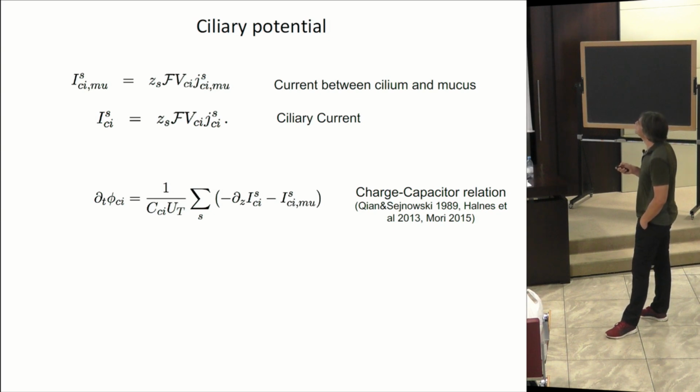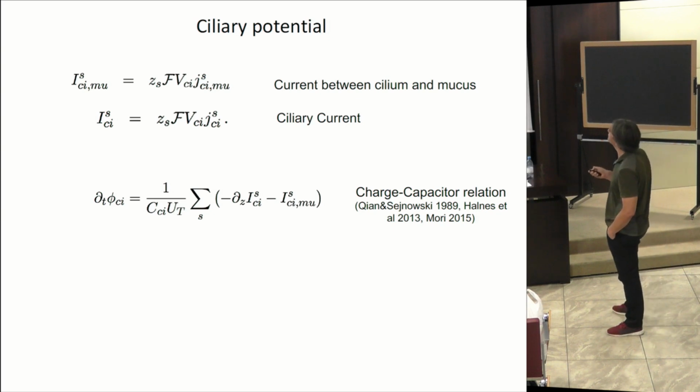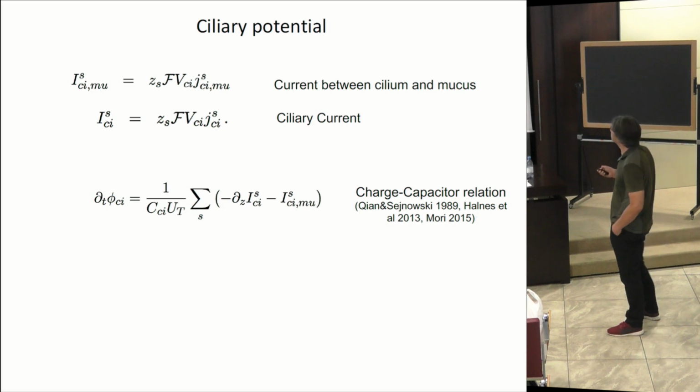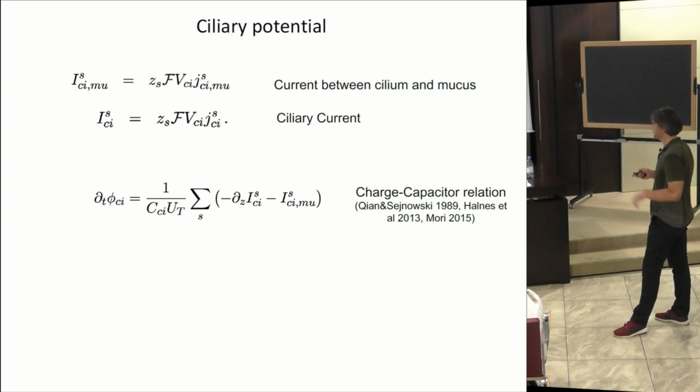Here you can see the connection between the current and the fluxes. This is the ciliary current, the longitudinal current, and this is the current that flows in through the membrane. So basically you use what Thibault also used, the charge-capacitor relation. The change in the potential is given by the current that flows into the segment divided by the membrane capacitance. This is basically the same as Thibault.